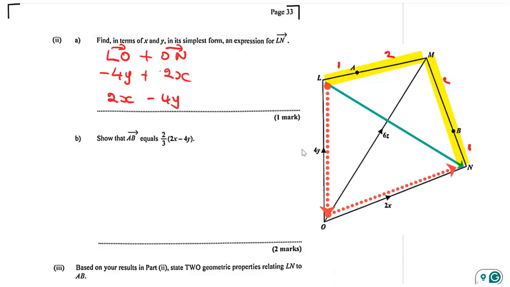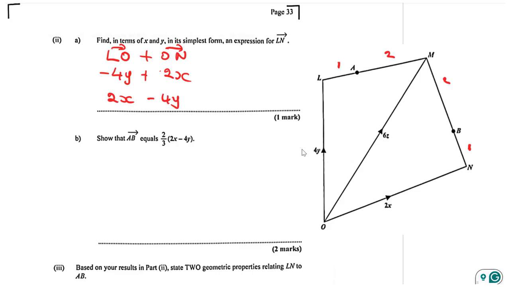Now, let's look at part B. Part B says, show that vector AB equals 2/3 (2x minus 4y). So let's look for vector AB. So vector AB is here. So that's vector AB. And we're going to look for the triangle we can take to start at A and end at B.